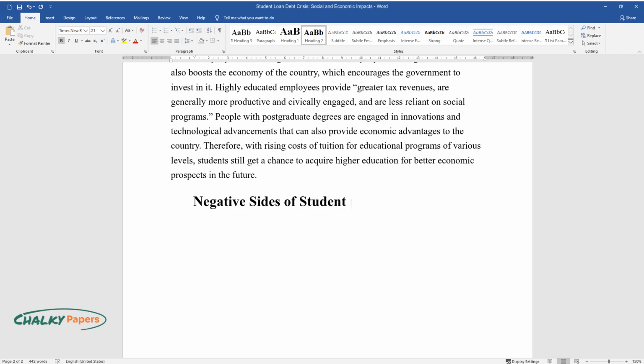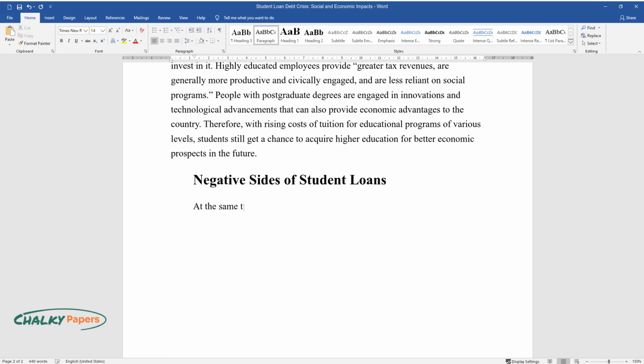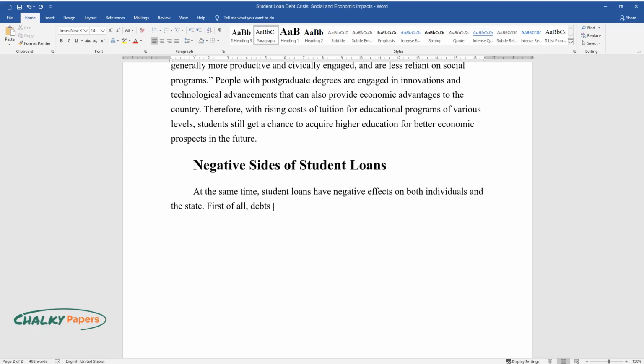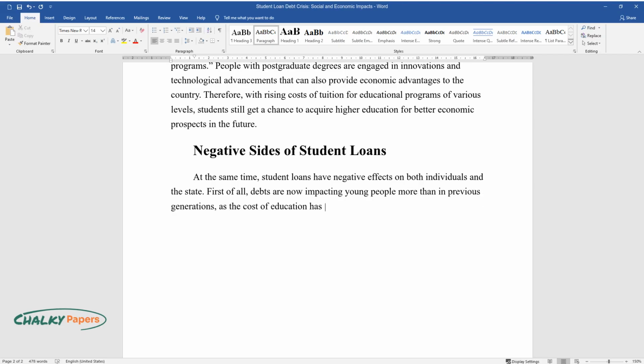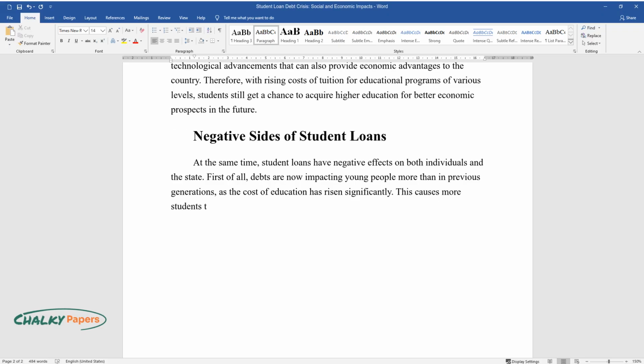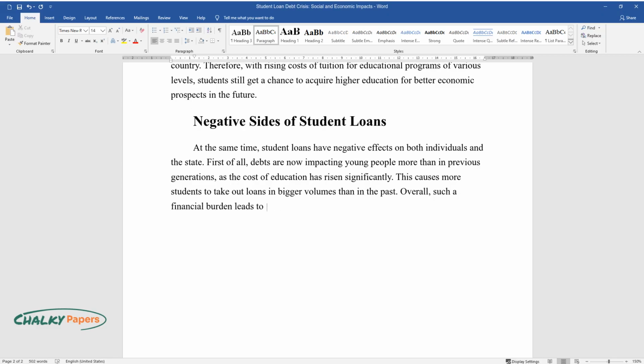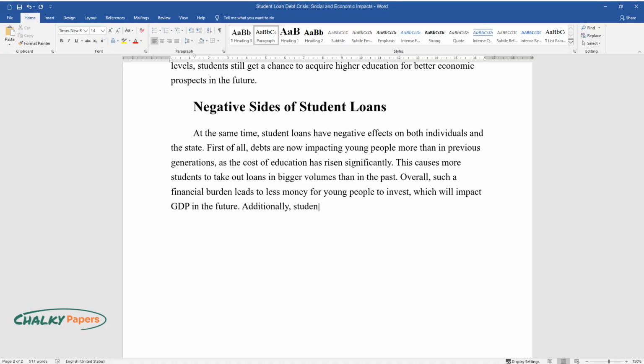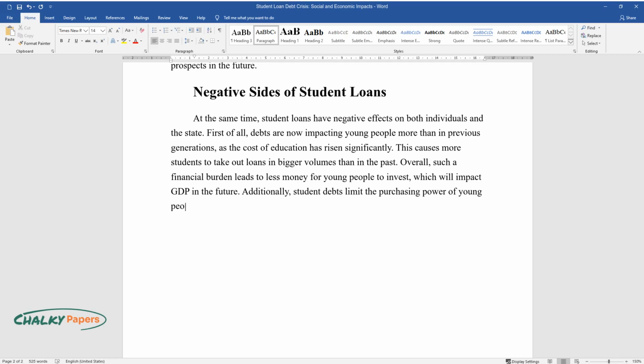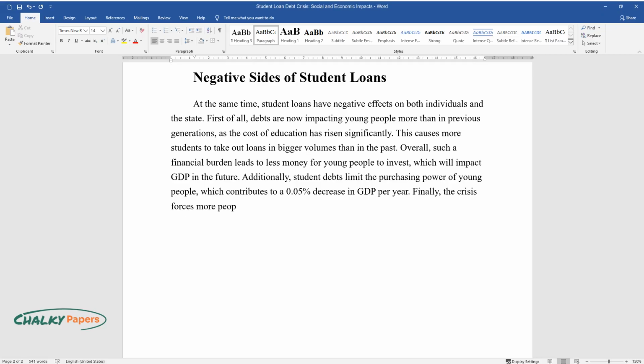Negative sides of student loans. At the same time, student loans have negative effects on both individuals and the state. First of all, debts are now impacting young people more than in previous generations, as the cost of education has risen significantly. This causes more students to take out loans in bigger volumes than in the past. Overall, such a financial burden leaves less money for young people to invest, which will impact GDP in the future. Additionally, student debts limit the purchasing power of young people, which contributes to a 0.05% decrease in GDP per year. Finally, the crisis forces more people to default on their student loans.